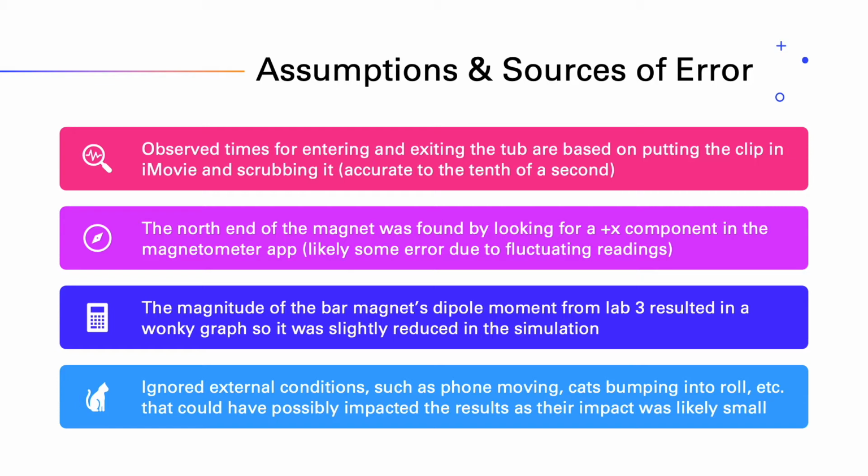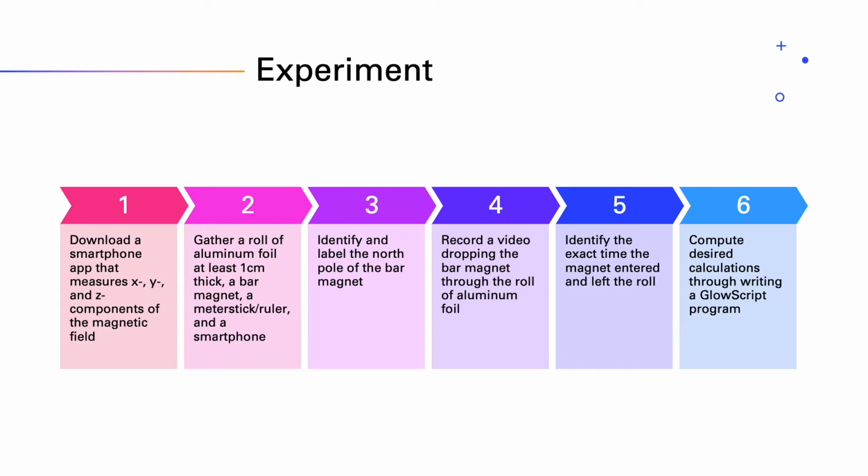in the experiment. So basically the experiment, you need a magnetometer app on a smartphone that measures the X, Y, and Z components. You're also going to gather the necessary materials and then identify the north pole of the bar magnet. You'll record a video dropping the bar magnet through the roll and identify the exact time the magnet entered and left the roll. And then we're computing desired calculations through a GlowScript program and comparing some results after that.